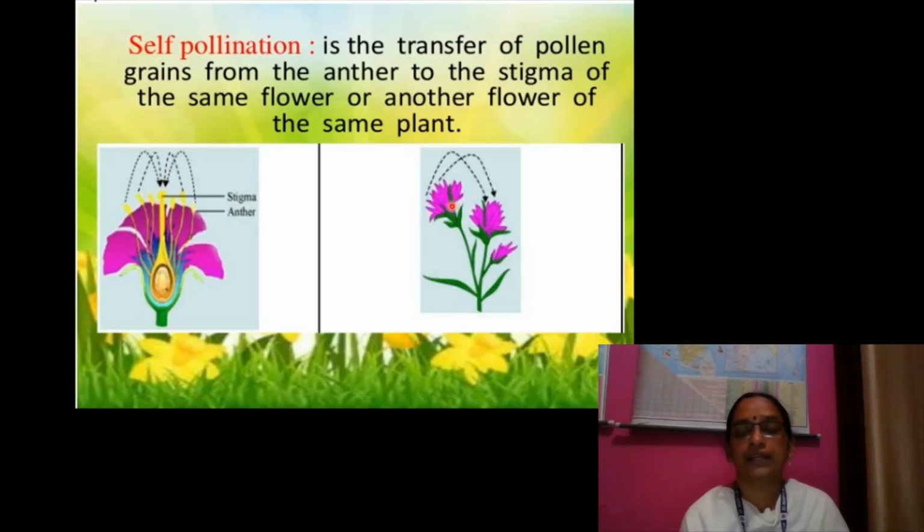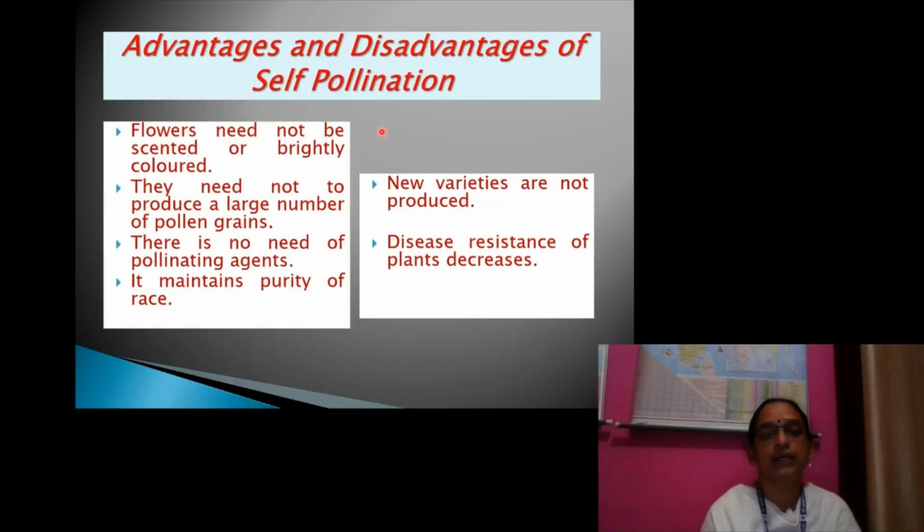Here come and see that second figure. What is the change here? Here many flowers are there. From the first flower to the second flower, the pollen grains transfer. This type of pollination is also called self-pollination. What is the condition? Both flowers are on the same plant itself. In the first case, in the same flower itself. Second case, different flowers but both are growing on the same plant. Self-pollination is the transfer of pollen grains from the anther to the stigma of the same flower or another flower of the same plant.